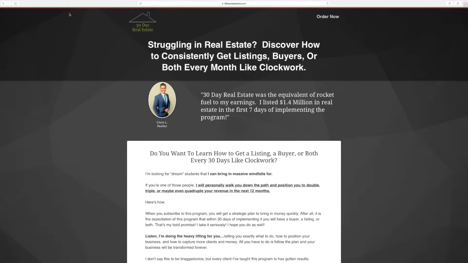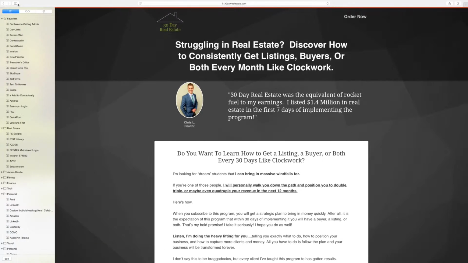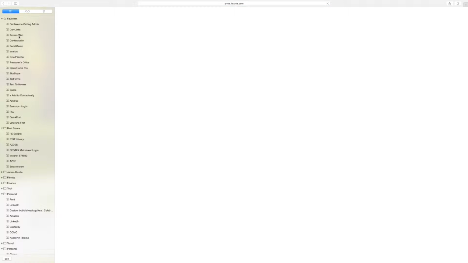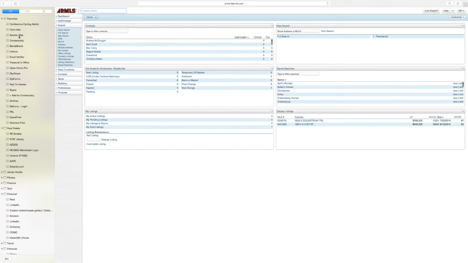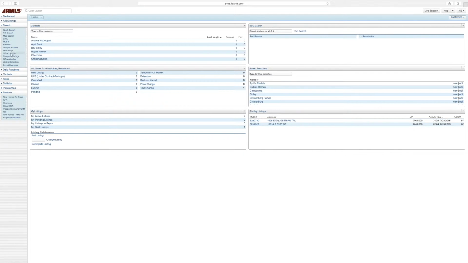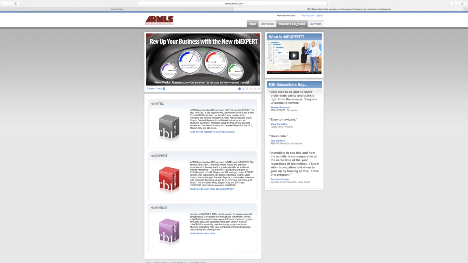Right, so let's find some market statistics. First, we are going to go to RBI. When you're in the MLS, you go down to products, you'll see RBI. Just click on that, and it's going to pull up this dashboard. Now RBI costs about, I think, $24.99 a month.